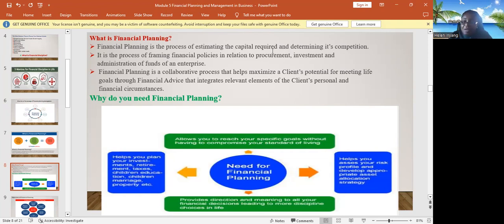and other things as at when due. You don't allow everything to collapse before you start looking for money, because it will cost you so much, one at a time. Financial planning provides directions and meaning to all your financial decisions, leading to more discipline, choice in life. That's all about financial planning.